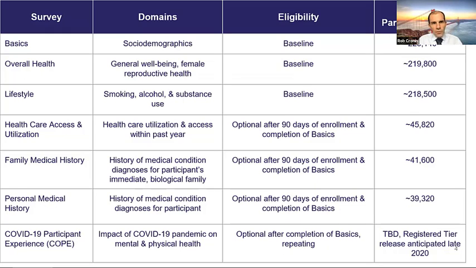So the first three there, basics, overall health, and lifestyle, the three domains, those hit your socio-demographics, your general well-being, some female reproductive health questions, and then smoking, alcohol, and substance use. Those three are all available at baseline, meaning when you walk in the door and you're getting recruited, all three of those questionnaires are available.